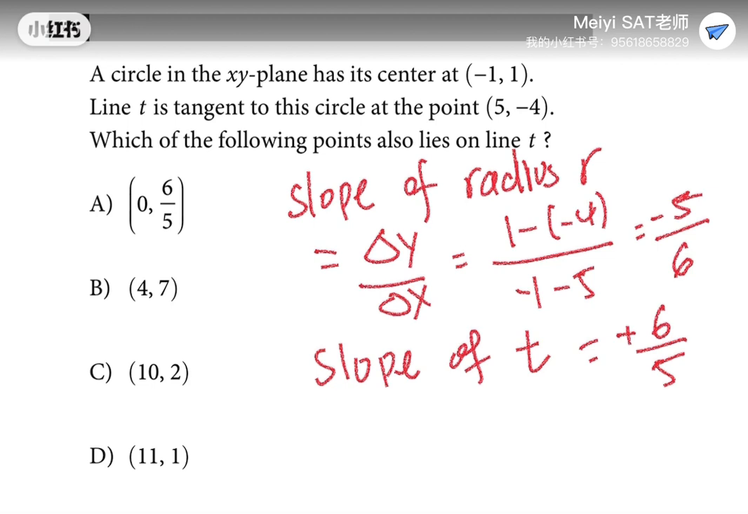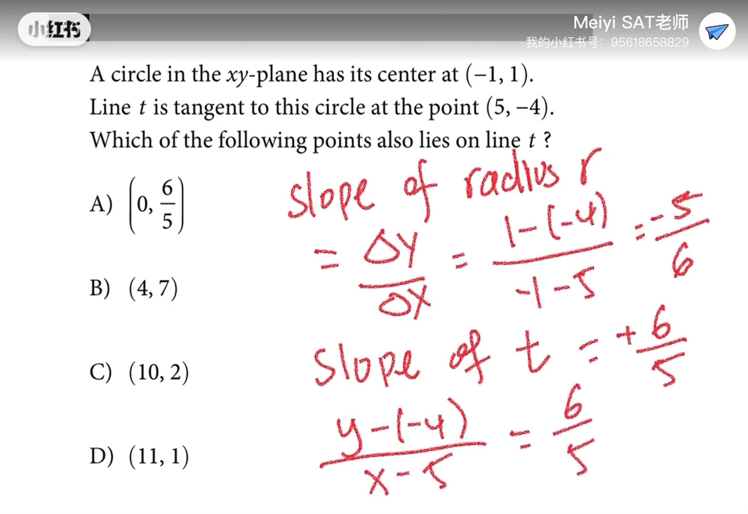And we know that we have a point 5, negative 4 on line T. Now with that, we can say that for any other point, y minus negative 4 divided by x minus 5 must also equal 6/5. So this is y plus 4 over x minus 5. So let's plug in some of these points. We already know A and B are not correct, so let's plug in C and D. If I plug in C, I have 2 plus 4 divided by 10 minus 5, and this is indeed equal to 6/5. So already we know our answer.